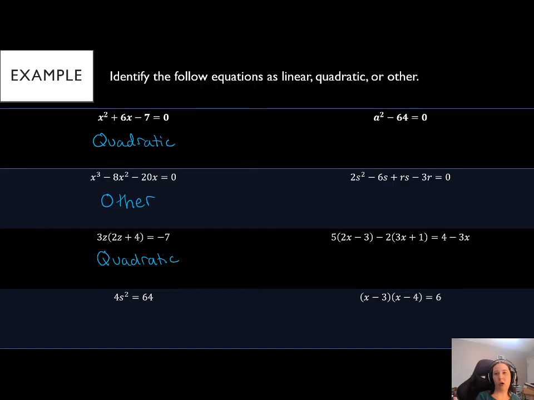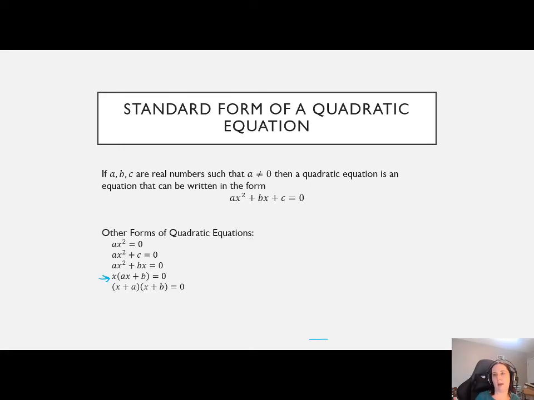Bottom here, we have 4s squared equals 64. Highest exponent on the variable is 2. That makes this quadratic. Now let's look at the top right. We have a squared minus 64 equals 0. So our highest exponent is 2, so that's quadratic. This is one of the forms that I have here. This is actually the same as this form right here, where we have an x squared plus something, or in our case, minus something.